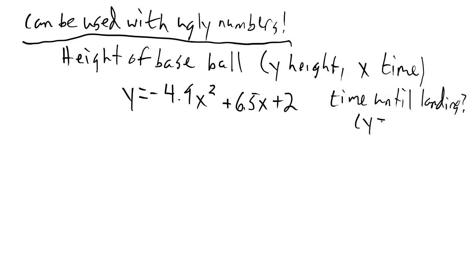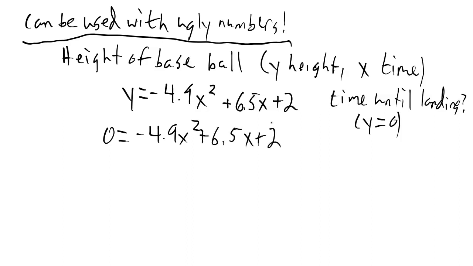That would be where y is equal to 0. So we get 0 is equal to negative 4.9 x squared plus 6.5 x plus 2. Now we have this equal to 0, so we can start solving. A is going to be negative 4.9, B is 6.5, and C is 2. Let's put this into the quadratic formula.